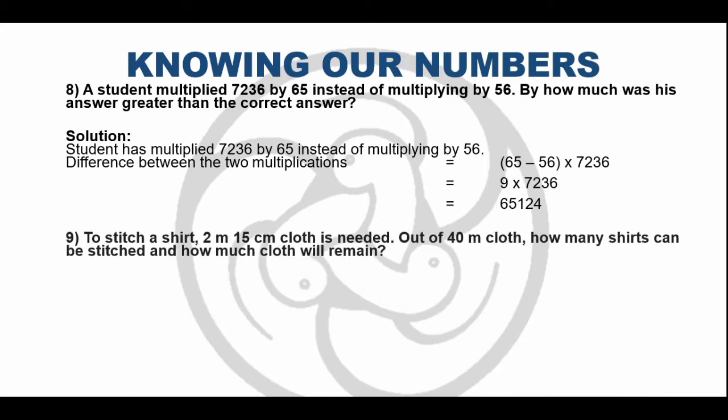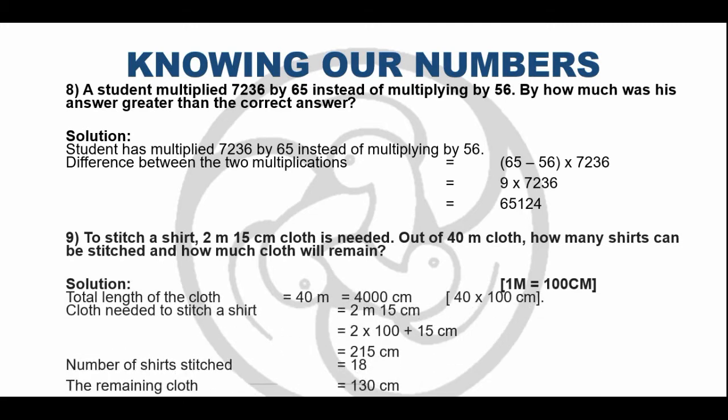To stitch a shirt, 2 meter 15 centimeter cloth is needed. Out of 40 meter cloth, how many shirts can be stitched and how much cloth will remain? So the total length of the cloth is 40 meters. Out of this cloth, to stitch one shirt, how much cloth do I need? 2 meter and 15 centimeters. So what is the question here? Here it is asked how many shirts we can make from the 40 meter cloth and how much cloth is left over. That is the question here.